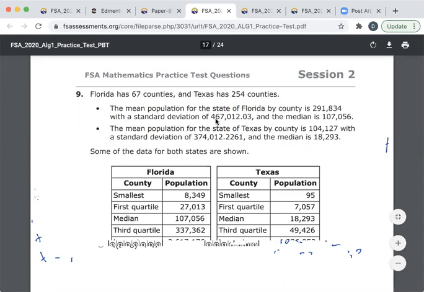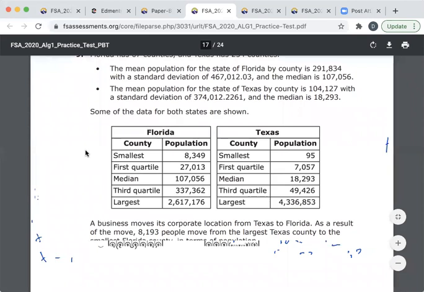Okay, so for Texas, the mean or the average population by county is 104,000, and the standard deviation is 374,000. The median or number in the middle is 18,000. So some of the data for both states are shown, and we have smallest, first quartile, median, third quartile, and largest. Now, we know that the median is the number in the middle if you line them up from smallest to greatest. The quartile is basically, this is how I would explain a quartile, okay?